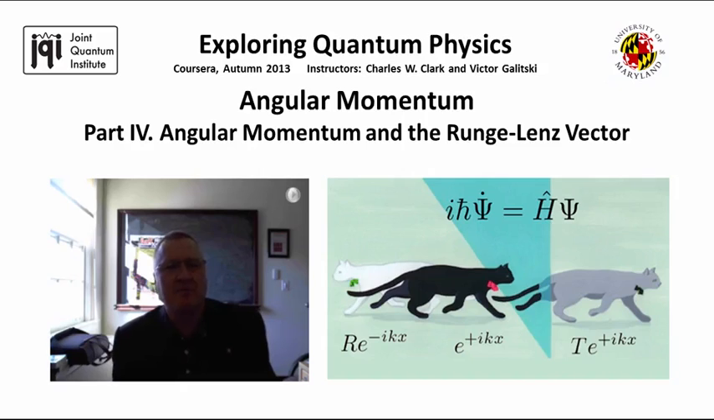I'm Charles Clark. And now we're going to wrap up the connection between the angular momentum of the Runge-Lenz vector that we saw in a previous lecture and use that to describe the spectrum of the hydrogen atom.